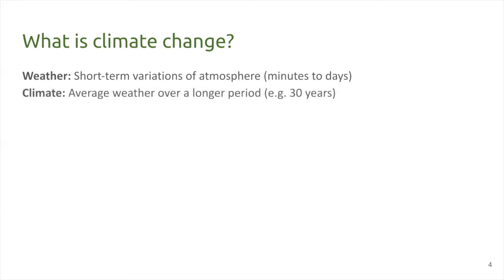Climate, on the other hand, looks at longer-term trends. So what is the average weather over a longer period of time, for example, 30 years? A statement like, the global average temperature now is warmer than the global average temperature 30 years ago, is a statement about the climate. And then, as you can imagine, climate change is a change in the climate over time.